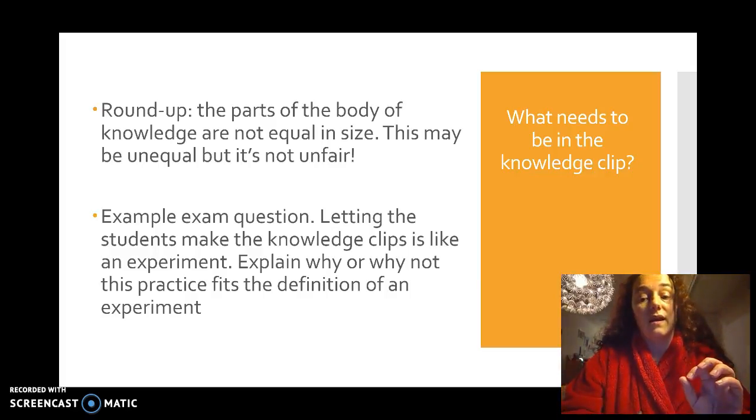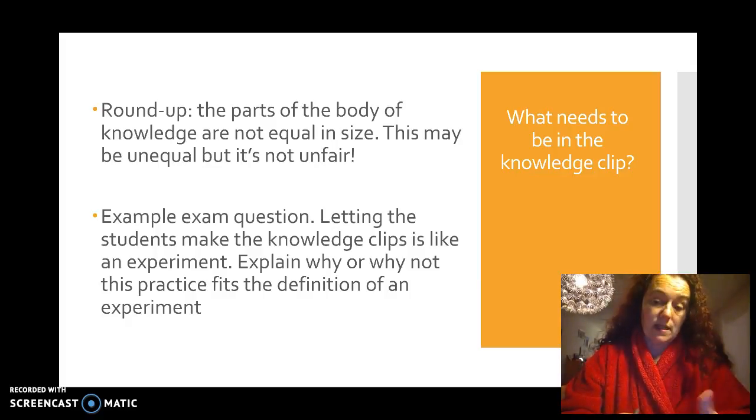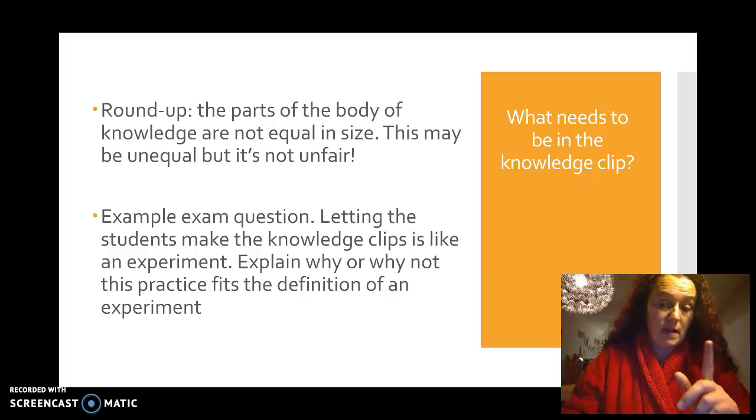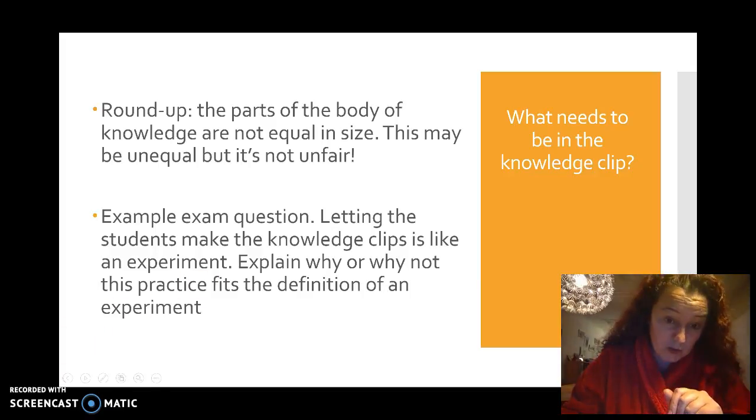However, there is a quite strict definition of what is an experiment. So the exam question could be, explain why or why not the practice in this course fits the definition of an experiment. Think about it. Who knows? It might come back on the exam.